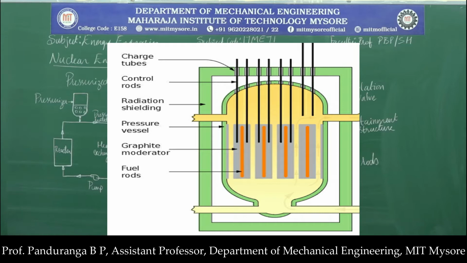For that purpose, we have the reflector and the pressure vessel, and if by any chance the radiation leaks out of the pressure vessel, then it will be contained with the help of the containment structure. The containment structure is generally made up of iron and concrete.